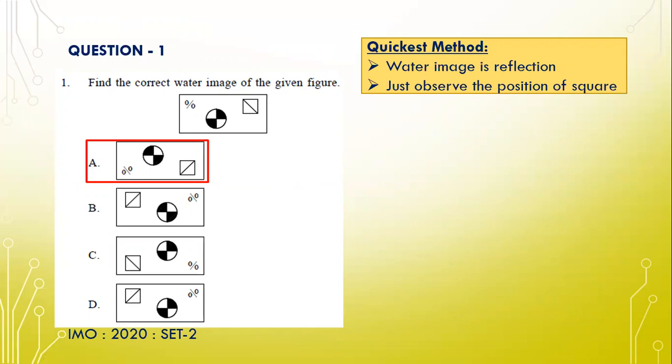Okay, the first one: find the correct water image of the given figure. So normally water image is reflection, isn't it? And here it's extremely easy because you just have to find the position of this square, and when the square is reflected, it will be somewhere here. So option A is the correct option. The rest of the options are incorrect because the square is at the other side, isn't it?